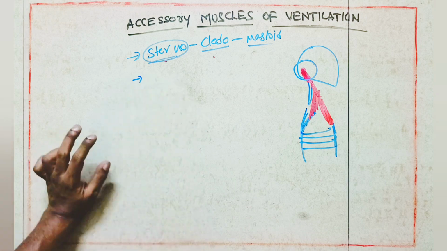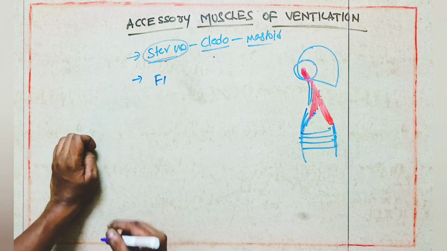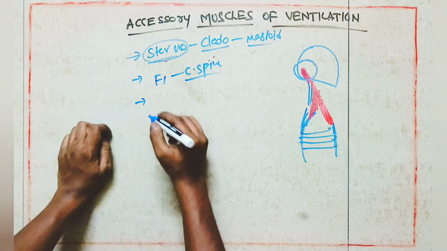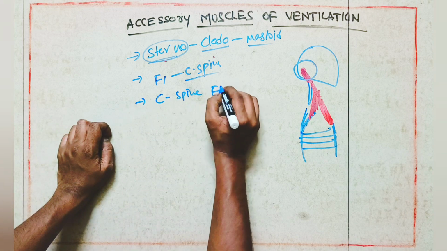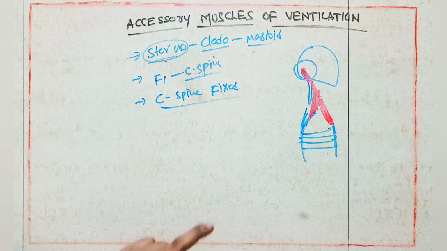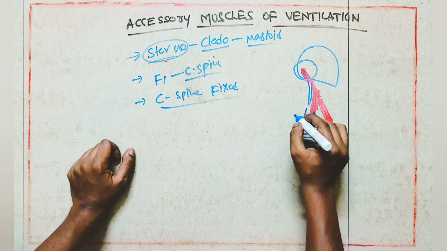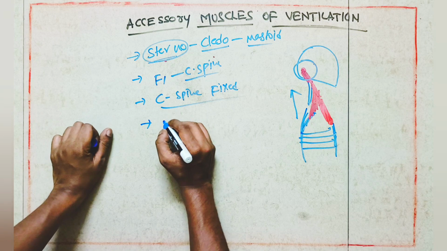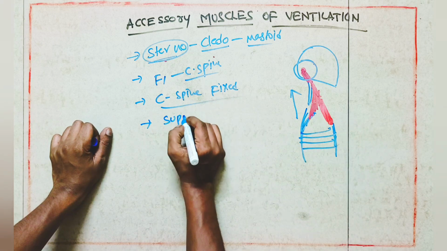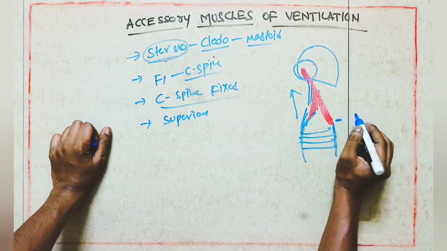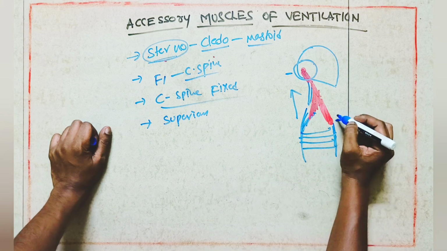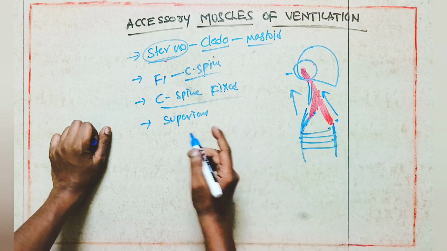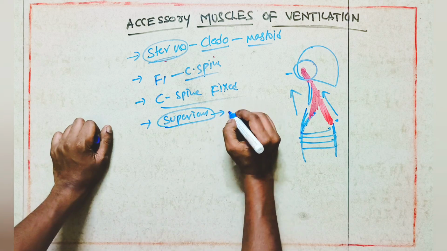What is the usual function of the sternocleidomastoid? It helps in flexion of the cervical spine. Suppose the cervical spine is fixed, meaning it is not moving. The action of the sternocleidomastoid can then move the rib cage superiorly, because the origin is here and the insertion is here. If this muscle contracts like this, it can move the rib cage upward, so it helps in inspiration.